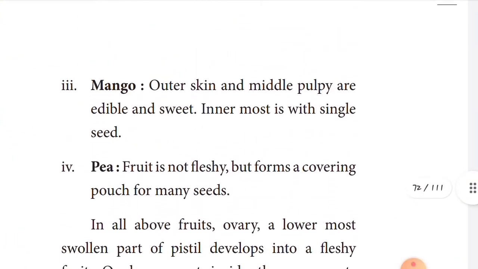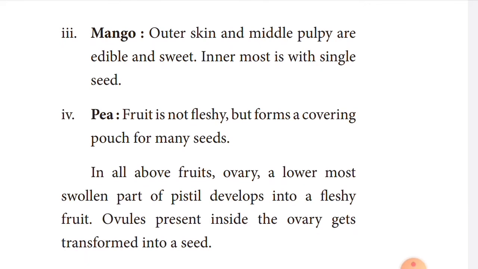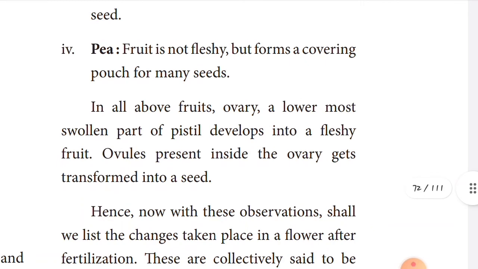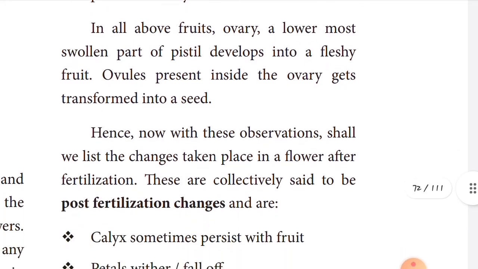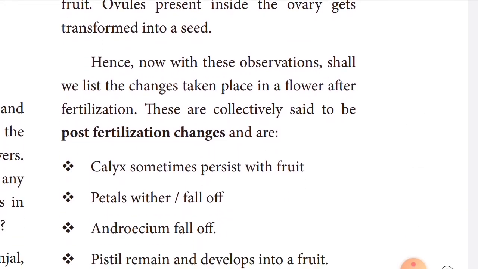And see the third point, mango. You take a mango: outer skin, and middle pulpy part which is edible and sweet. The innermost part contains a single seed. Pea: the fruit is not fleshy here, but forms a covering pouch of many seeds. In all the fruits, the ovary, the lowermost swollen part of the pistil, develops into a fleshy fruit. The ovule, the seed portion present inside the ovary, gets transformed into a seed.